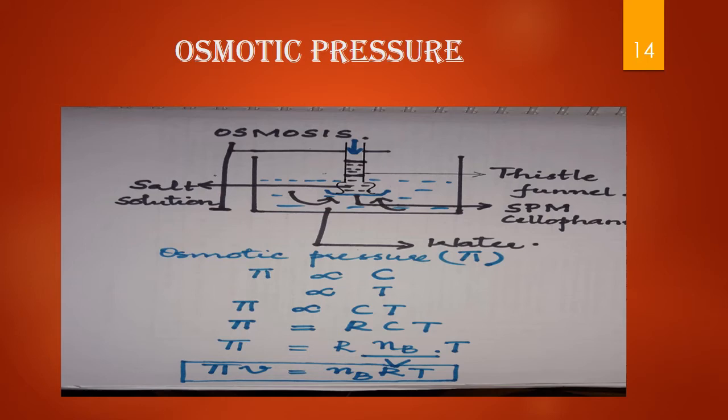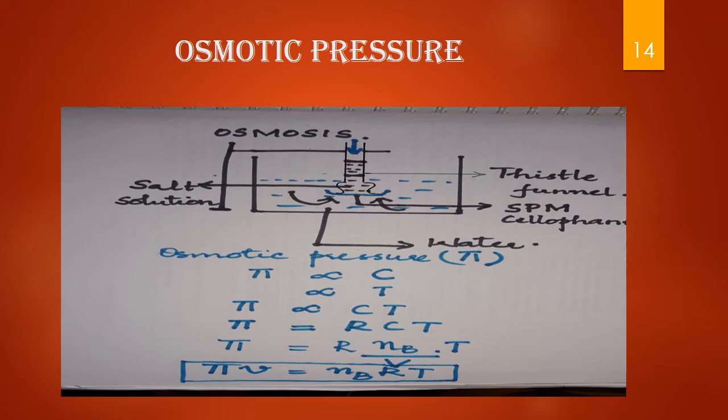So, when we are inserting the thistle funnel containing the salt solution inside the solvent molecules, you find that the amount of solvent molecules are more outside the thistle funnel. So, the movement of solvent molecules happens in the inward direction, that is from a region of higher concentration through the semi-permeable membrane into the region of lower concentration. With the result, there is a capillary rise in the salt solution. That occurs due to osmosis.